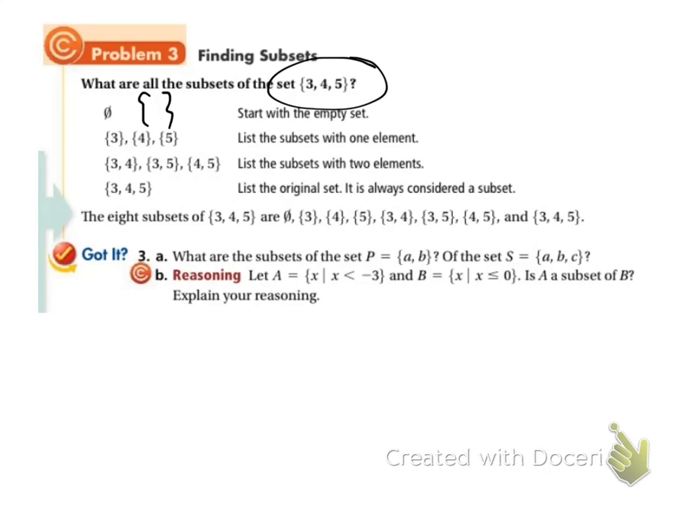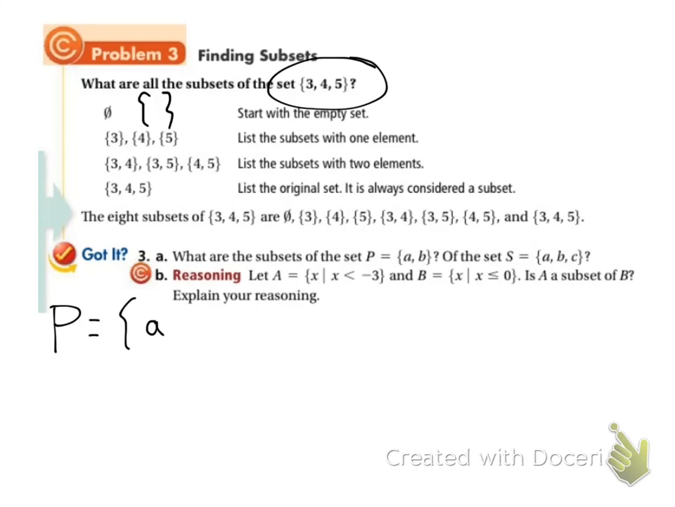Then I can take 2 elements, which will give me 3 and 4, 3 and 5, 4 and 5. And then I can take the whole set that I started with. The whole set is also considered a subset. So there's 8 subsets of that set.